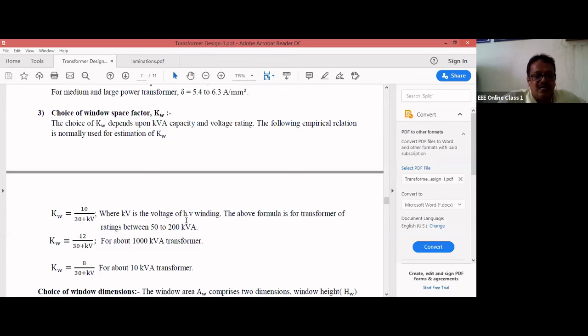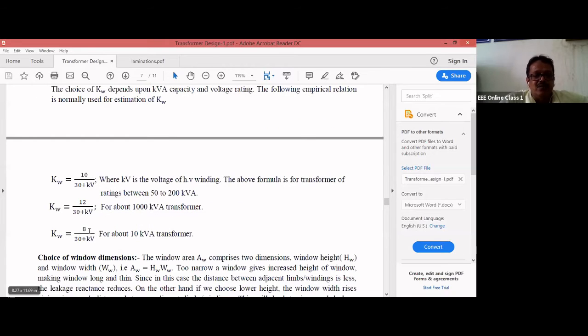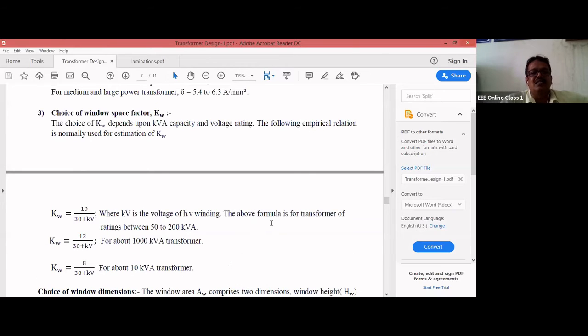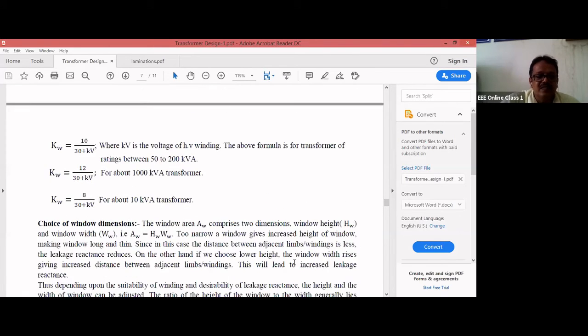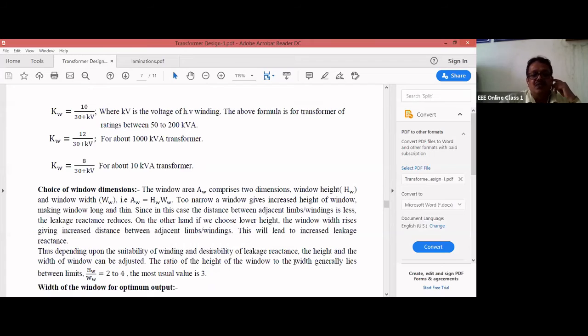50 to 200 kVA. Likewise, KW is equal to 12 divided by 30 plus kVA for above 1000 kVA transformer, and KW is equal to 8 divided by 30 plus kVA for above 10 kVA transformer. Once again, the window space factor depends upon the rating of the transformer, aligned with this formula. Next, choice of window dimensions.